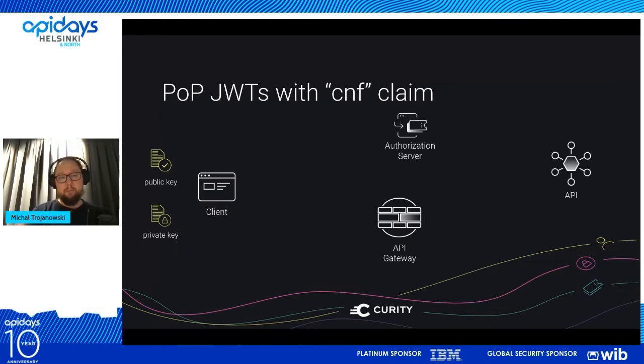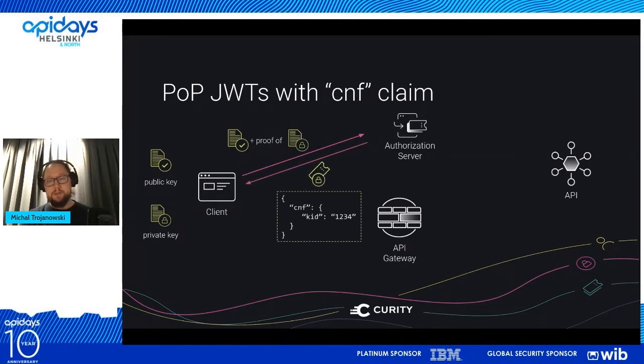Now we have a client with a public key and a private key, and that client, when it talks to the authorization server, asks for an access token. It sends the public key together with a proof of the private key. And here we can use that mTLS connection that we talked about before. So mTLS gives the authorization server that proof that the client is in possession of the private key, because that mTLS session could have been established.